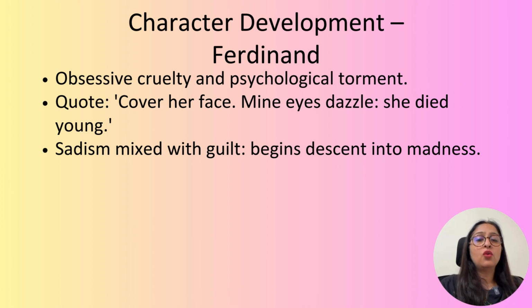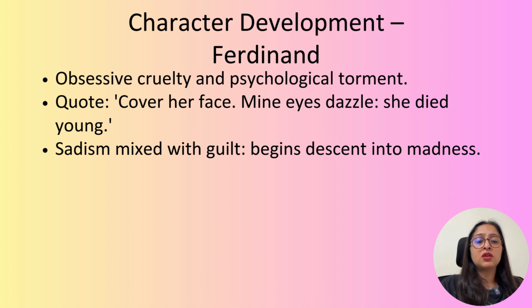But notice how quickly guilt creeps into his heart when he says, "Cover her face, mine eyes dazzle, she died young." It shows the cruelty of Ferdinand, and that cruelty also collapses into self-reproach. He starts reproaching himself; self-reproach means he starts blaming himself. His cruelty is exposed in this act, and his guilty conscience is also clearly seen in this act. So that contradiction is very important for us in this act 4, and to understand the character arc of Ferdinand.